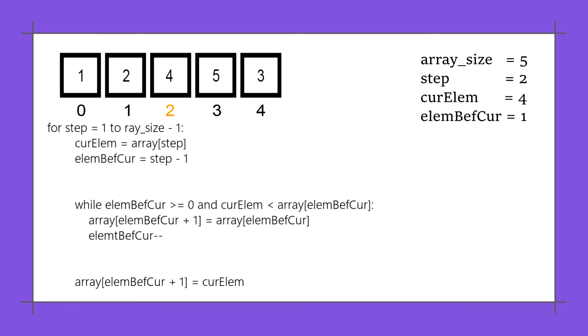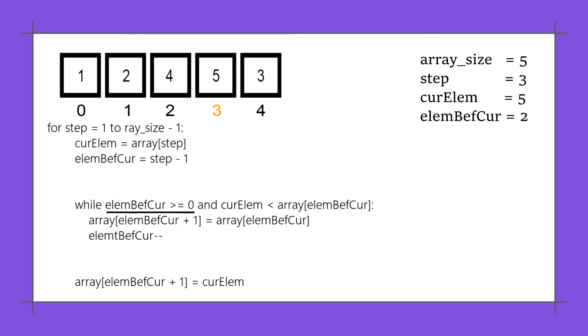The value of the variable step is 3. The value of the variable current element is the array at the index of step, which is 5. The value of the variable element before current is 2 because 3 minus 1 is 2.